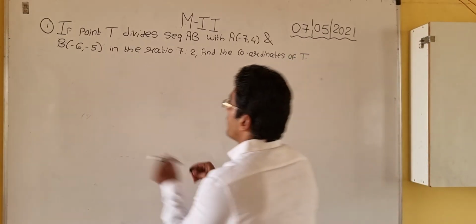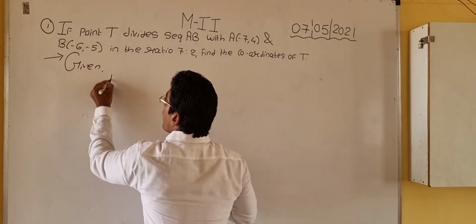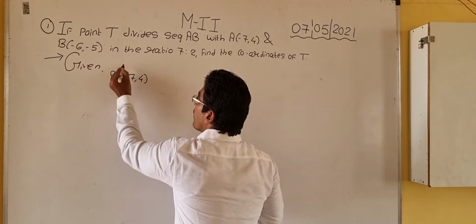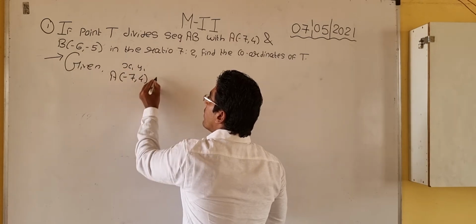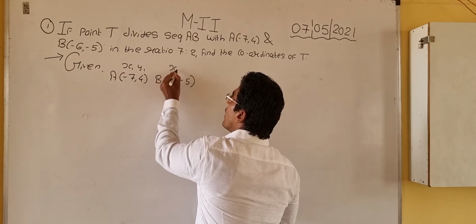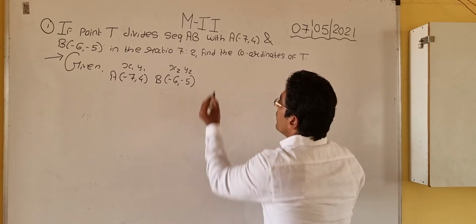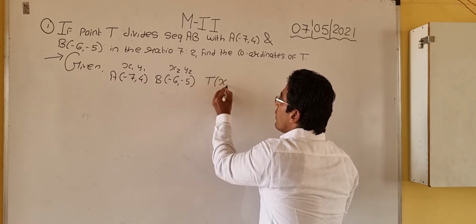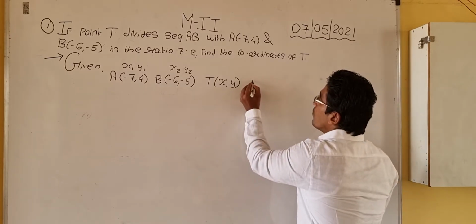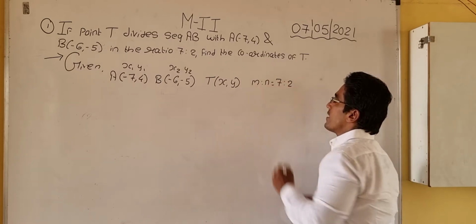So what is given to us? Given A minus 7 comma 4 is x1 y1, B minus 6 comma minus 5 is x2 y2. Which is the point that is dividing? T. So T we have to find out, we will consider as x comma y. What is the ratio? 7:2. The ratio we will consider as m:n, 7:2.